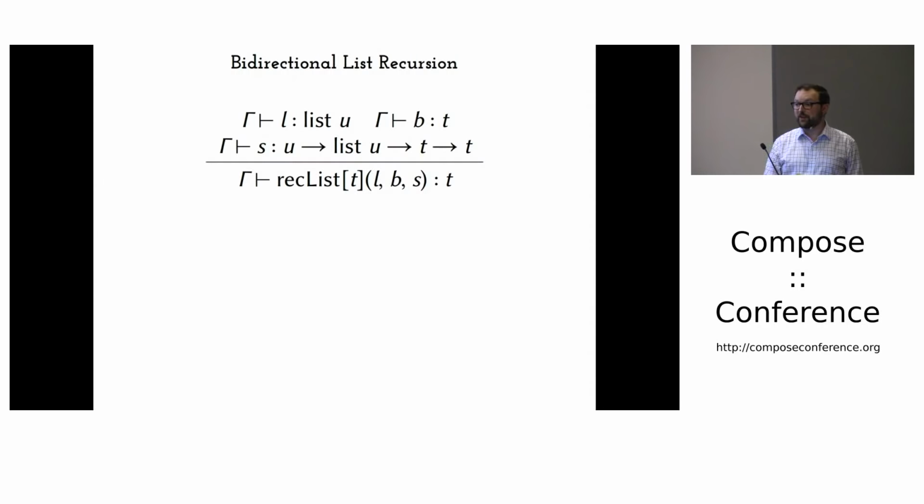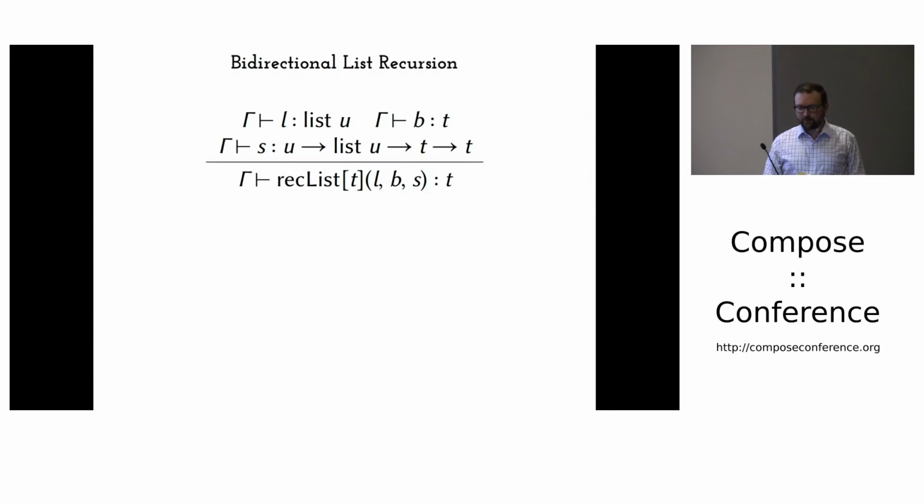For recursion over lists, the way to read this operator here is that rec list T of L B S. So L is the list we're doing recursion on. B is the base case to be returned when the list is empty. And S is the step to be applied to the head of a non-empty list, the tail of a non-empty list, and the result of recursion on the rest of the non-empty list to get our result type. So it's kind of like fold R with a couple more arguments, because I think this version is more convenient for a lot of purposes.